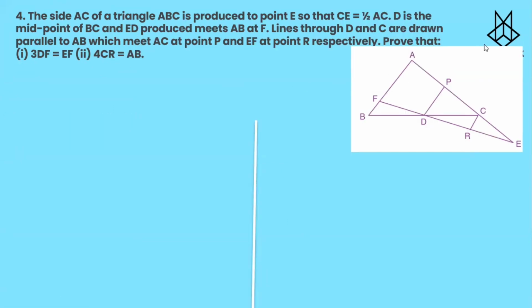Question number 4. The side AC of triangle ABC is produced to point E, and you have CE is equal to half of AC. D is the midpoint of BC, so BD is equal to DC. And ED produced meets AB at point F. Lines through D and C are drawn parallel to AB. That means DP is parallel to AB and CR is parallel to AB. So DP and CR are parallel to AB and to one another. You have to prove that 3DF is equal to EF and 4CR is equal to AB.